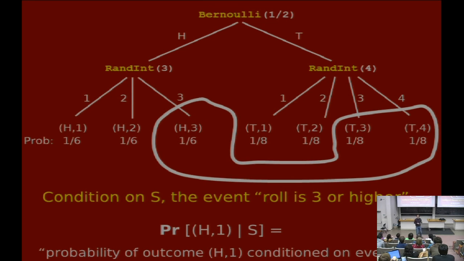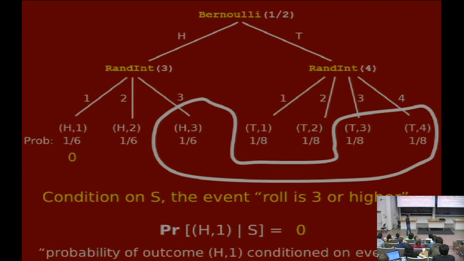Yeah, 0, right? It evidently did not happen because the die was at least 3. Here's some notation we use for this. This bar means conditioned on. So this is the probability of the outcome H1 conditioned on the event S. And we agree that it should be 0. So I'm going to, again, by illustration, give you the definition.